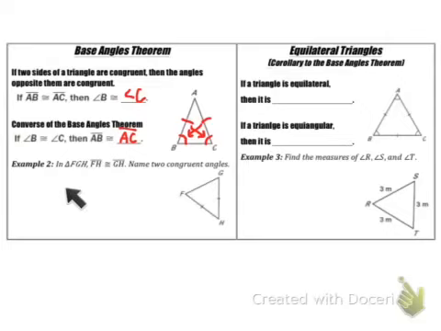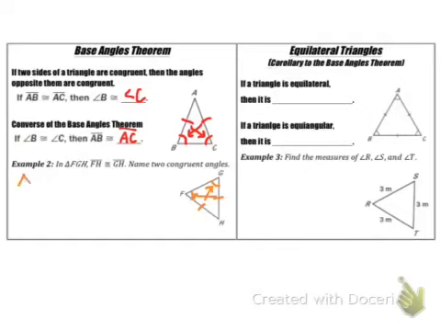In example 2, it says triangle FGH. FH is congruent to GH. Name two congruent angles. So here's our triangle right here, and we know that FH is congruent to GH. Well, the angles opposite of those sides that are congruent, the opposite of FH is angle G, and then for GH, the opposite angle is F. Those two angles will also be the same measurement to each other.